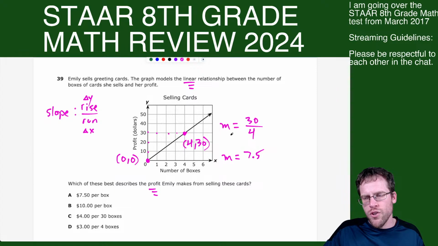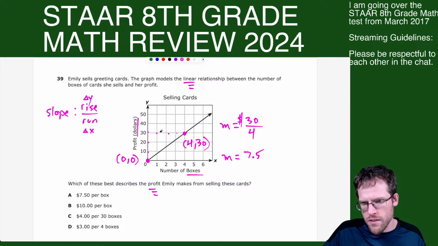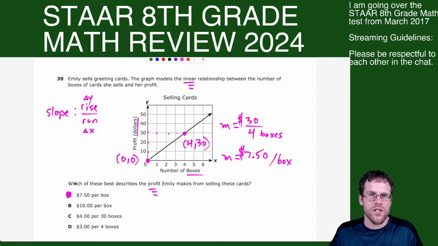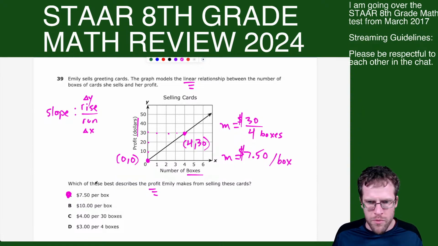If you think about the units, the y-axis was profit in dollars, so $30 profit for every 4, and the units here are boxes. You see profit in dollars, and then boxes go on the bottom. So the unit rate would be $7.50 per box. So that's choice A. That's the key to these questions: think about the y and x axes and how they're labeled, and that helps you stay accurate.